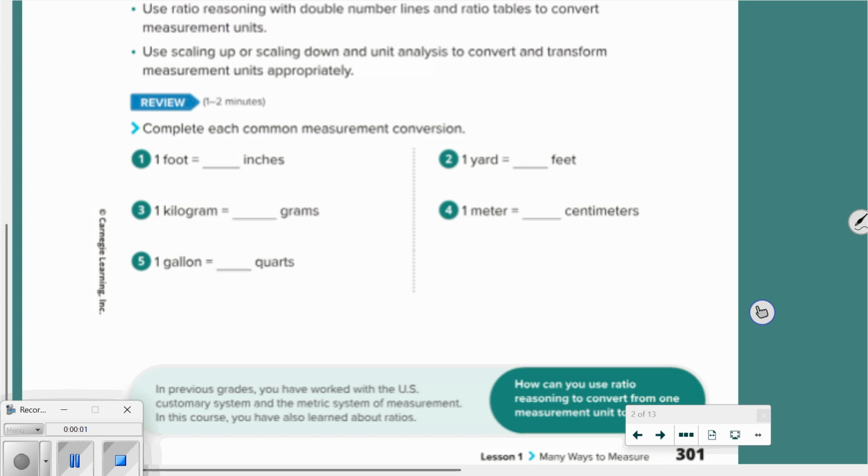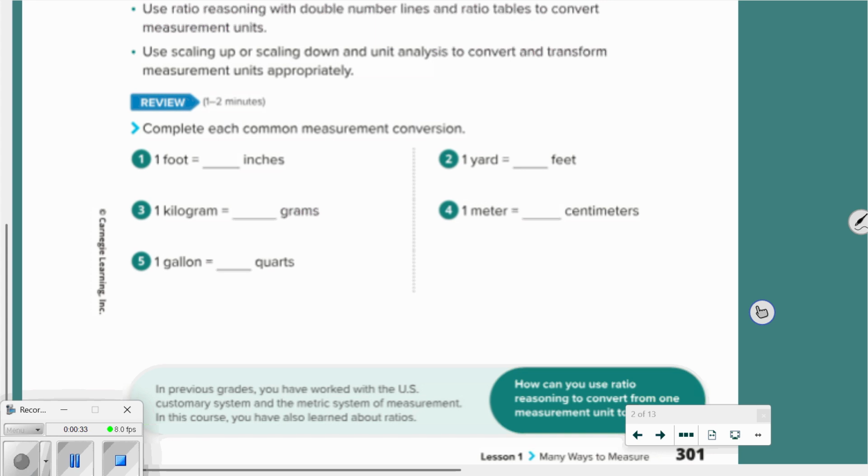We are moving into rates and unit rates today. We have done this a little bit previously, but we're going to really get into it this week. So the first thing I want you to do is to complete the common conversions that you should know by 6th grade. So on 1 through number 5, you are going to fill in the blanks with the conversion rate for each thing. For example, how many inches in a foot? And you have about a minute and a half to fill in all of the blanks. Go for it.